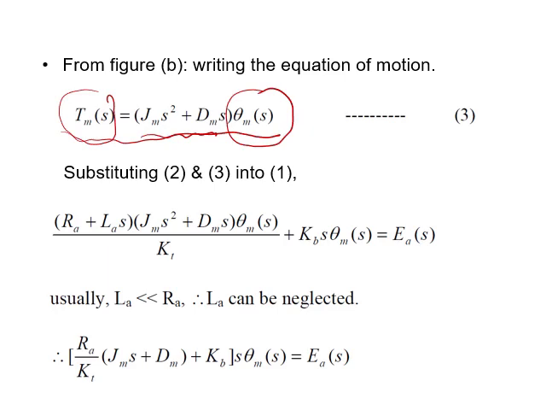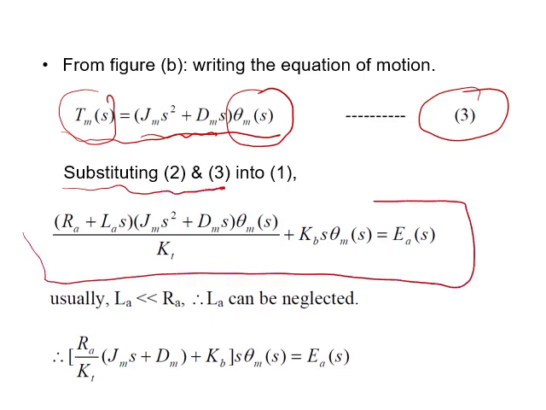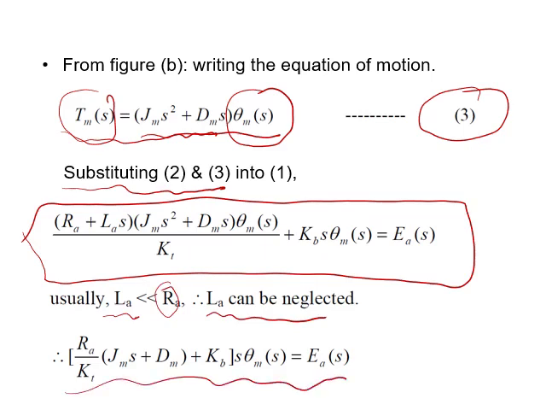It's 1 degree of freedom. This is going to result in equation number 3. Now, if I substitute equation number 2 and 3 into 1, I'm going to get this equation. Now, we know that LA is much smaller than RA. That's why we will neglect LA. This is a kind of approximation to the equation for a matter of simplicity. So if I neglect LA, the equation is going to look like this.